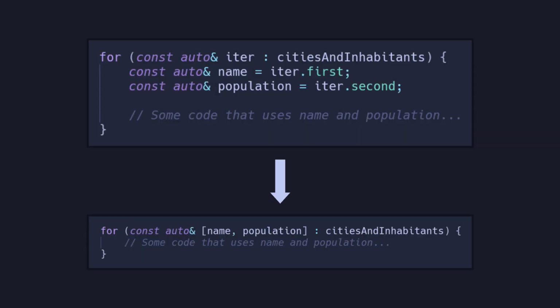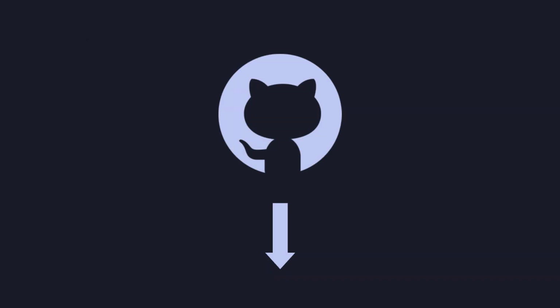Our earlier example, where we used structured bindings to iterate through a map, is a great example of this. The standard library is not likely to change how these iterators work, so structured bindings make a lot of sense here. All code and tests can be found in the GitHub repo in the description.